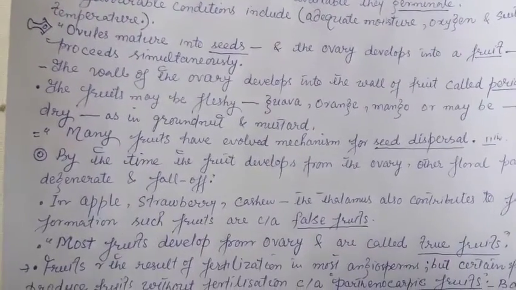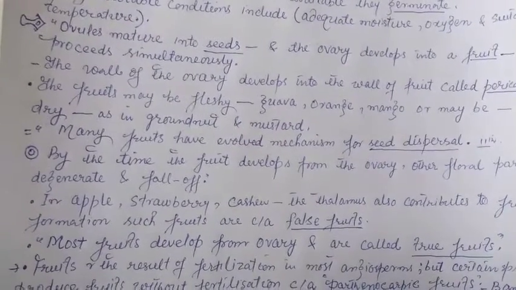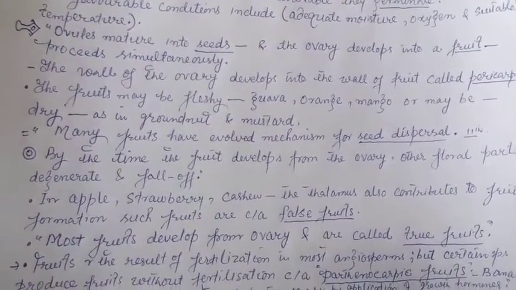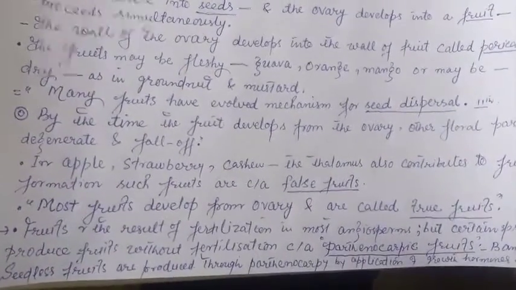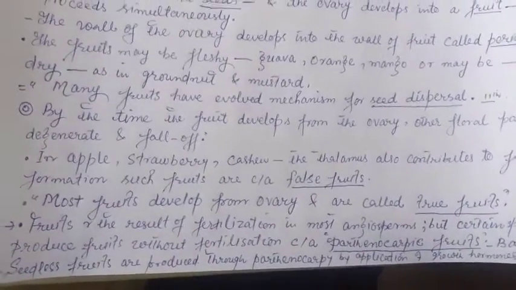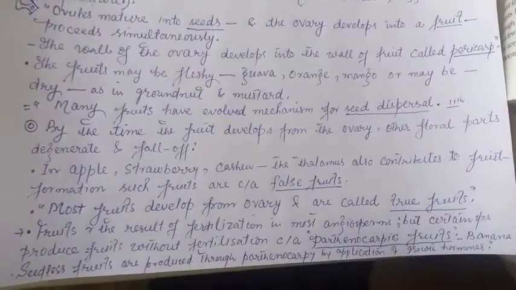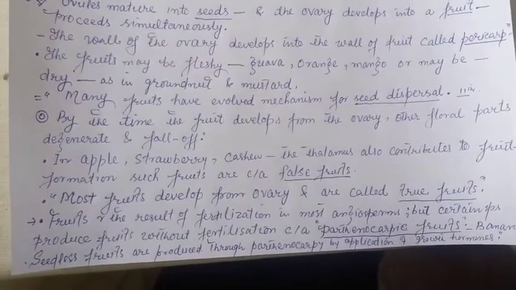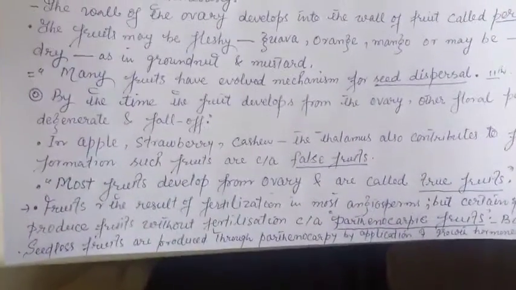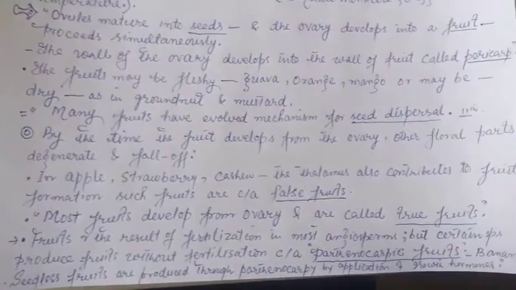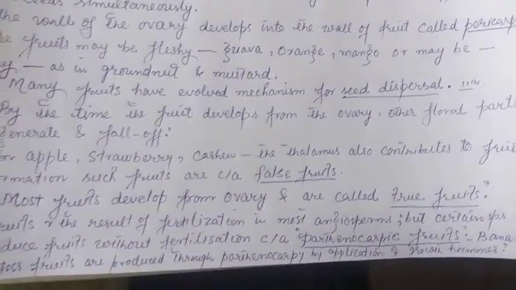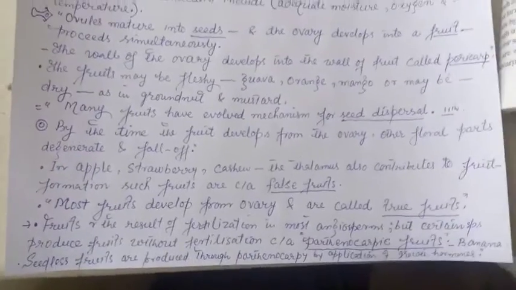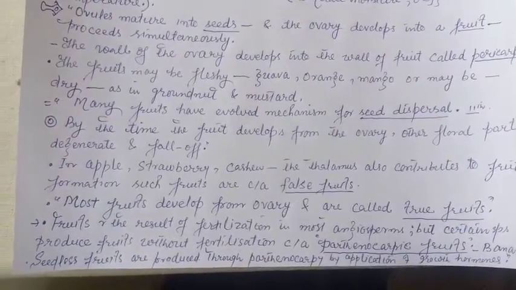And by the time the fruit develops from the ovary, other floral parts degenerate and fall off. However, in apple, strawberry, cashew, the thalamus also contributes to fruit formation. That is why such fruits are called false fruits. And most fruits develop from ovary, and such fruits which develop from ovary are called the true fruits. And fruits are the result of fertilization in most angiosperms.